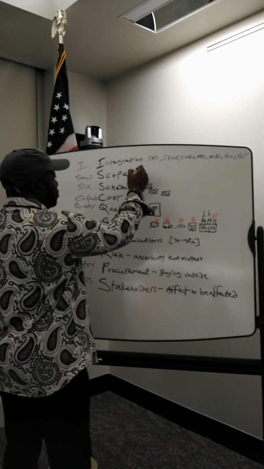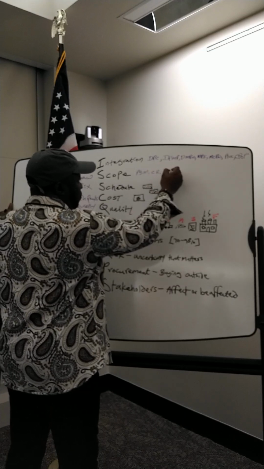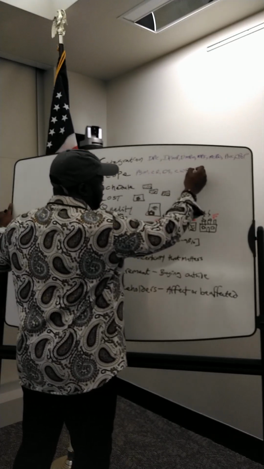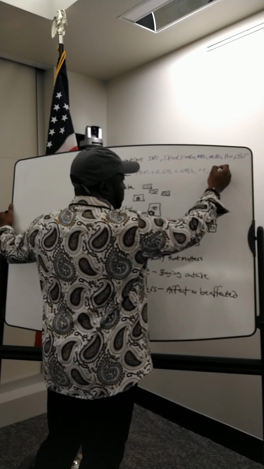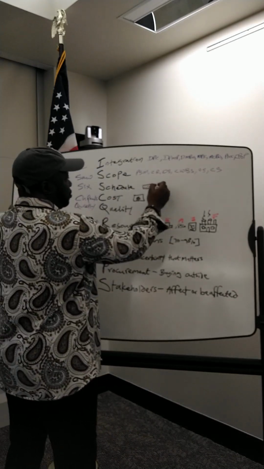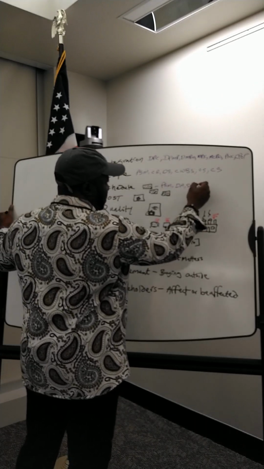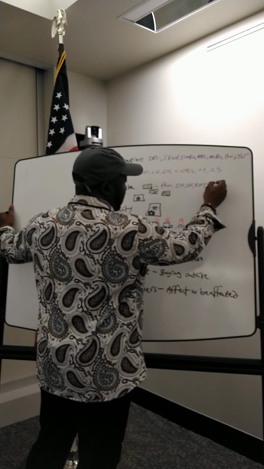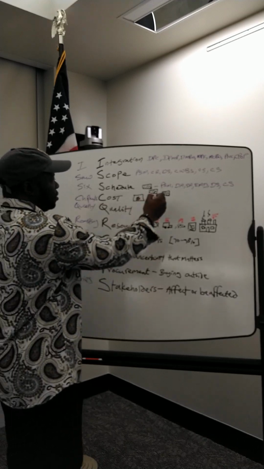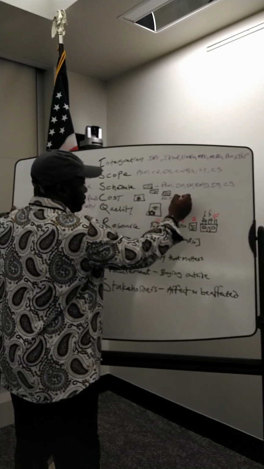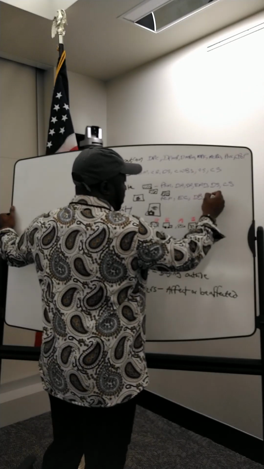In scope, we plan scope management, we collect requirements, we define scope, we create the WBS, we validate scope, which is the customer checks the deliverable, and then we control scope. In schedule, we plan schedule management, we define activities, sequence activities, estimate activity durations, we develop the schedule, and then we control the schedule.